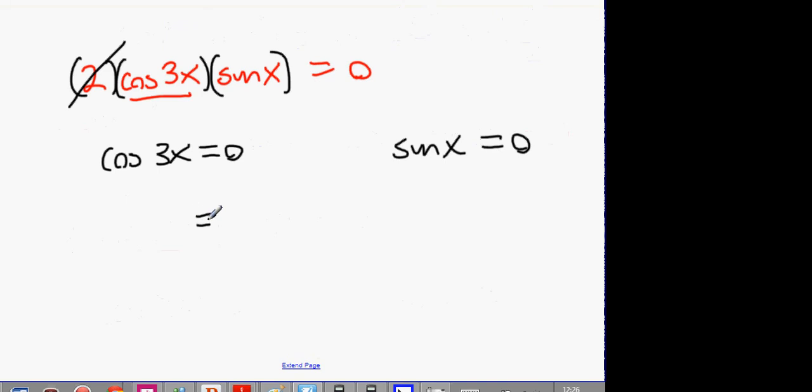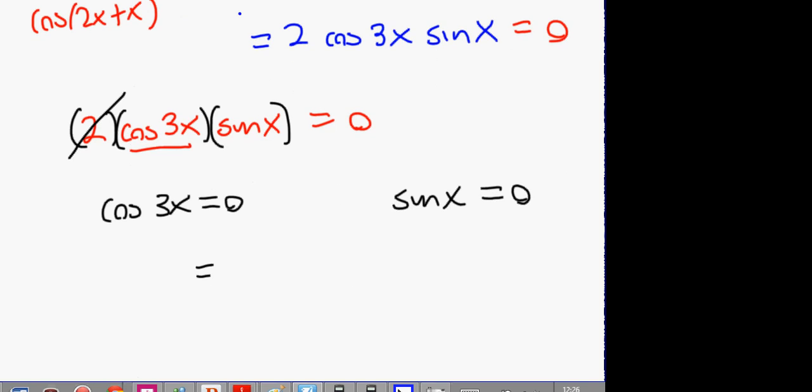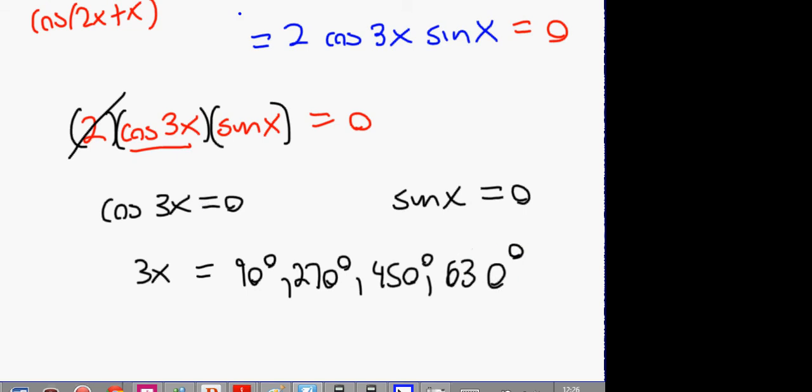Now the question is, when is cos x equal to 0? What numbers is it equal to 0? Look at your logbook, page 13. 90 degrees, the first one. The next one? 270. After that? Add on 360, guys. 450. Add on another 360. 270 plus 360, 630. Now guys, the reason why I did this is I have to divide each of these numbers by 3. So x equals 30, 90, 150 and 210.